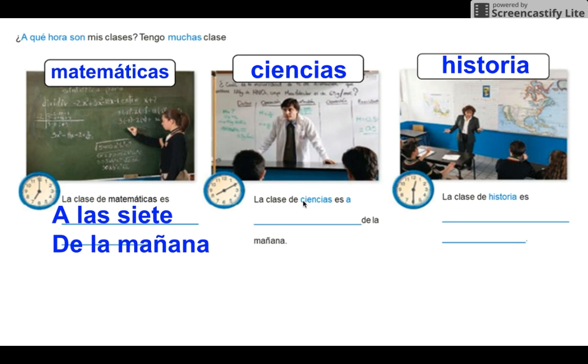La clase de ciencias es a blank de la mañana. Well, if we look at the time, it's not exactly 8. It's 8:10. So what's the phrase for 8:10? La clase de ciencias es a las 8:10 de la mañana.